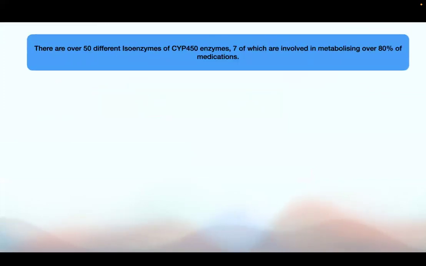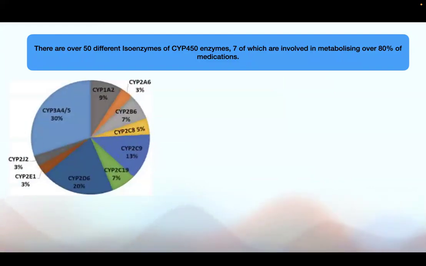So let's understand, there are over 50 different isoenzymes, for example CYP2D6, CYP2C9. There are various enzymes, 7 of which are involved in metabolizing over 80% of your medicines. So what are they? This is the graph to understand. See here, the majority is CYP3A4 or 5: 30% of the drugs are metabolized by it. The next category, 20%, is CYP2D6, which metabolizes codeine, warfarin.